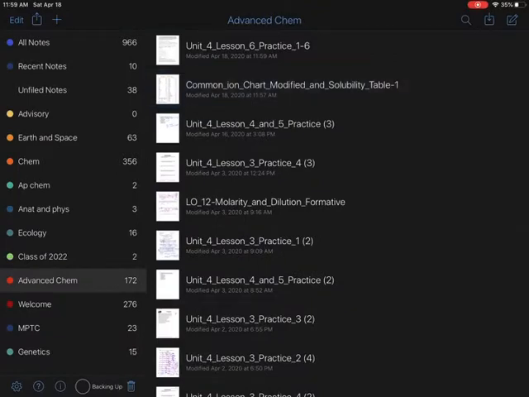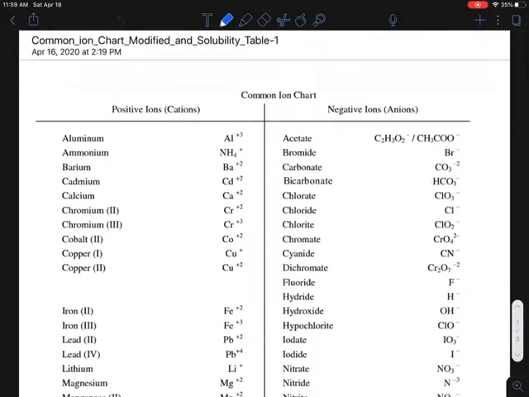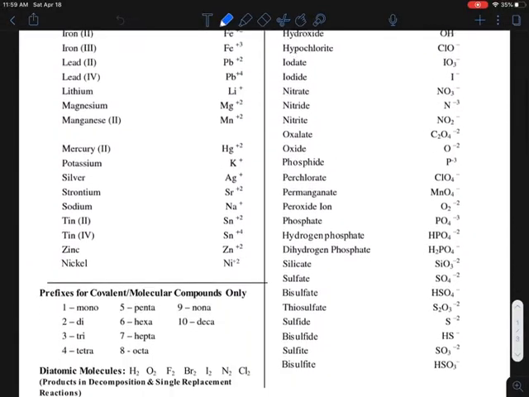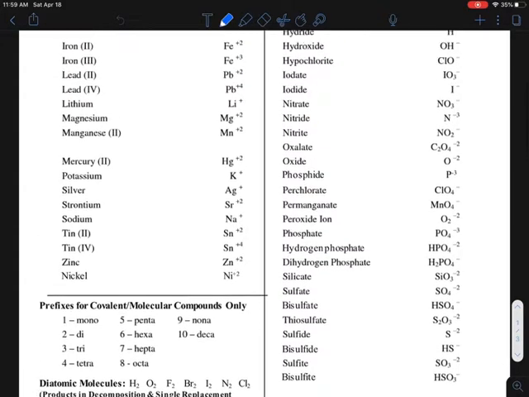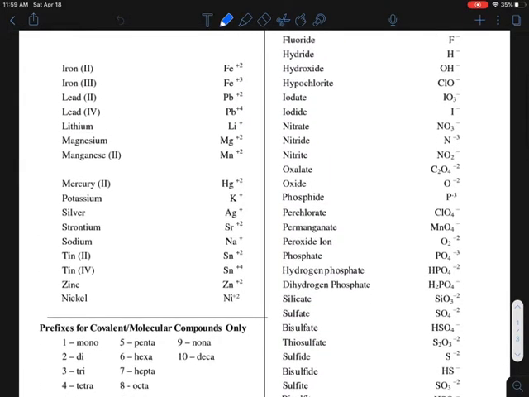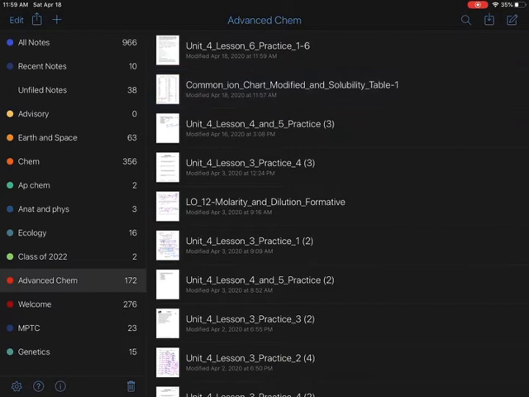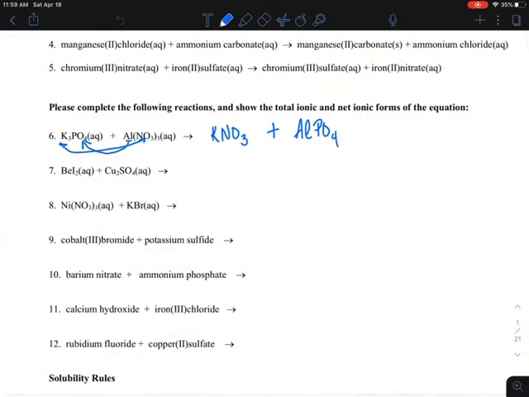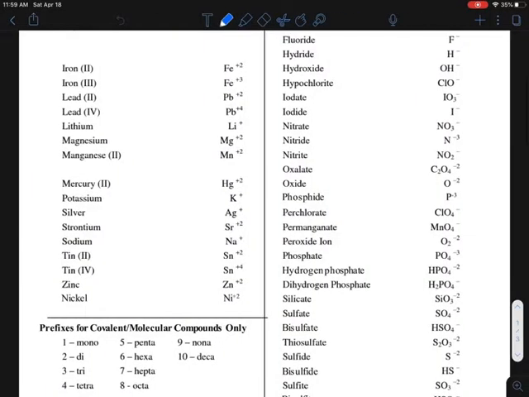Now I will tell you a little secret. If you go back to that common ion chart, at the top of it, all of your polyatomics are built into that ion chart. So if you don't want to go back and forth to a separate ion chart, it is there for you. All right, so those are our two products that we're going to get out of this reaction. Now we need to figure out, are these going to be aqueous or are they going to form a precipitate?